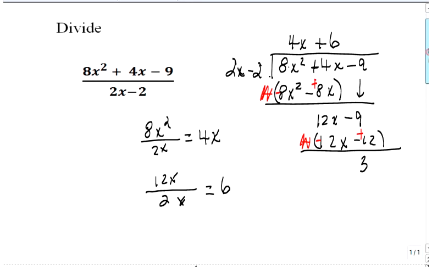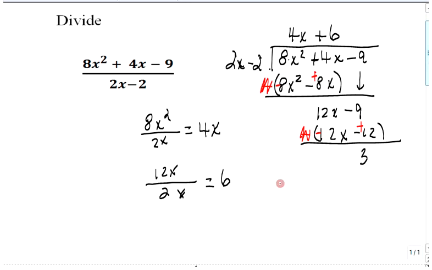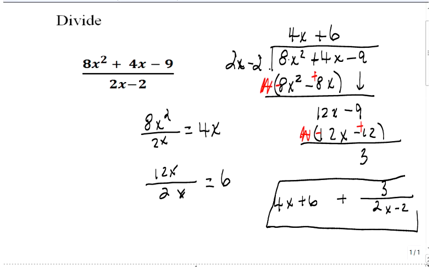And so the answer has to be written out, remember, in that form where you put the quotient, which is the result of the division. The quotient, 4x plus 6, then plus the remainder, which was 3, over the divisor, which is 2x minus 2. So there's the answer in the correct format.